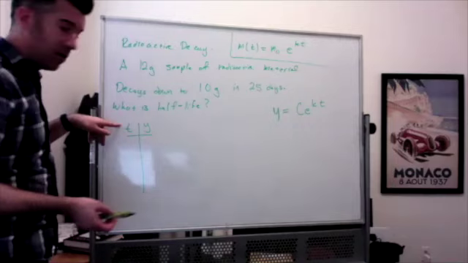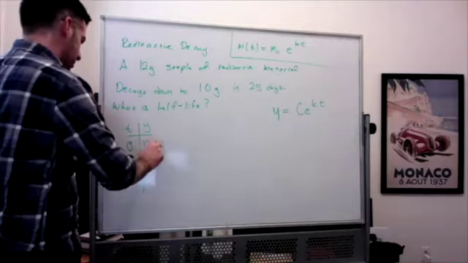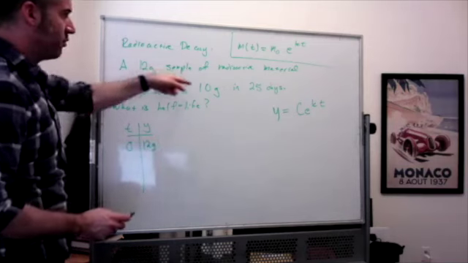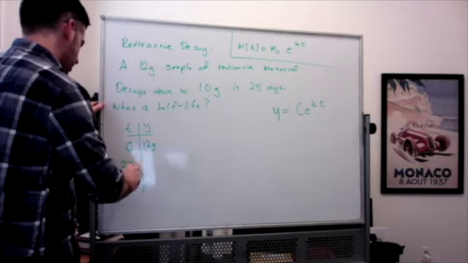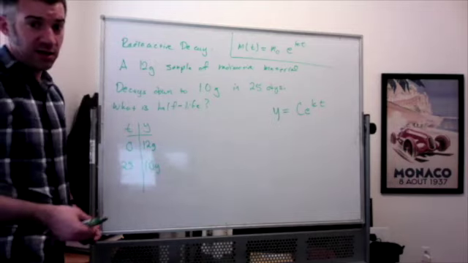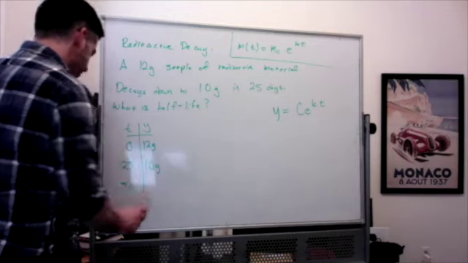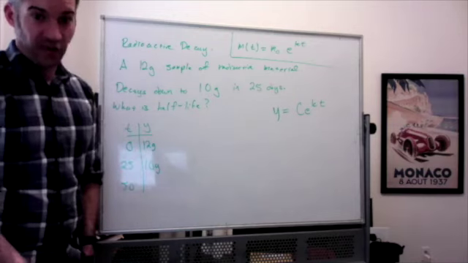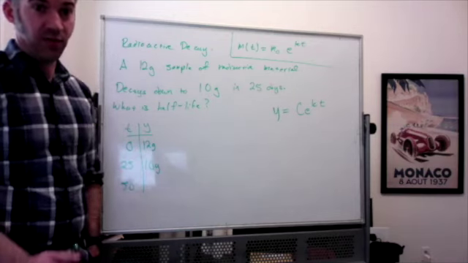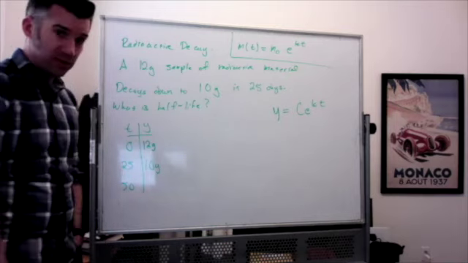So at time 0, right in the beginning, there were 12 grams. And then 25 days later, there were 10 grams. Here's what I want to say. If you went 25 days later, you would not have 8 grams. I want to make that really, really explicitly clear.